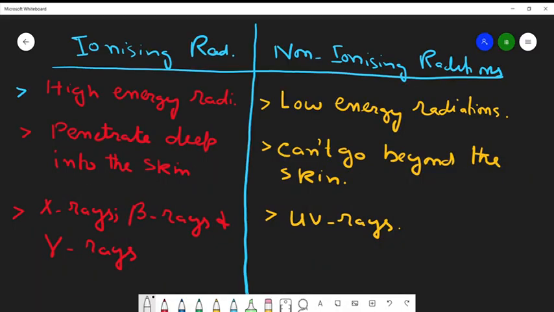So I talked about the ionizing and the non-ionizing radiations first. Ionizing radiations are the high energy radiations, and they can penetrate deep into the skin. Examples of these radiations include the X-rays, beta rays, and the gamma rays. While non-ionizing radiations are low energy radiations. They can't go beyond the skin, and an example of the non-ionizing radiations is the ultraviolet rays.